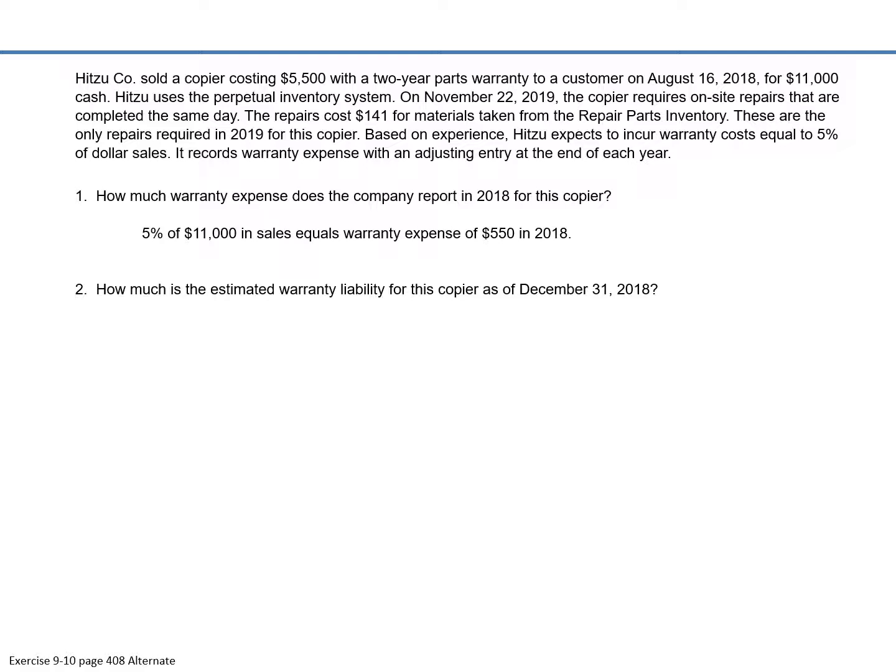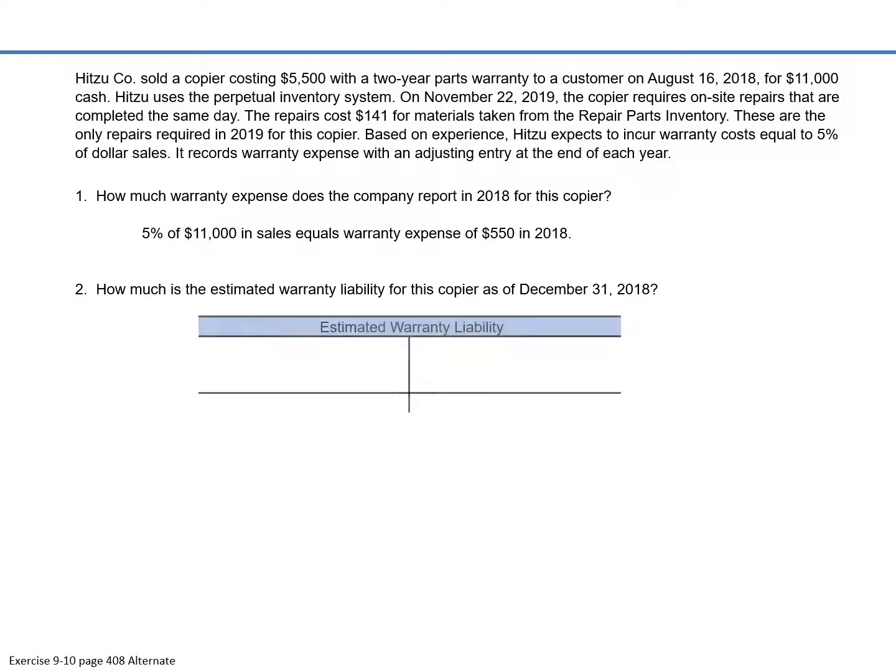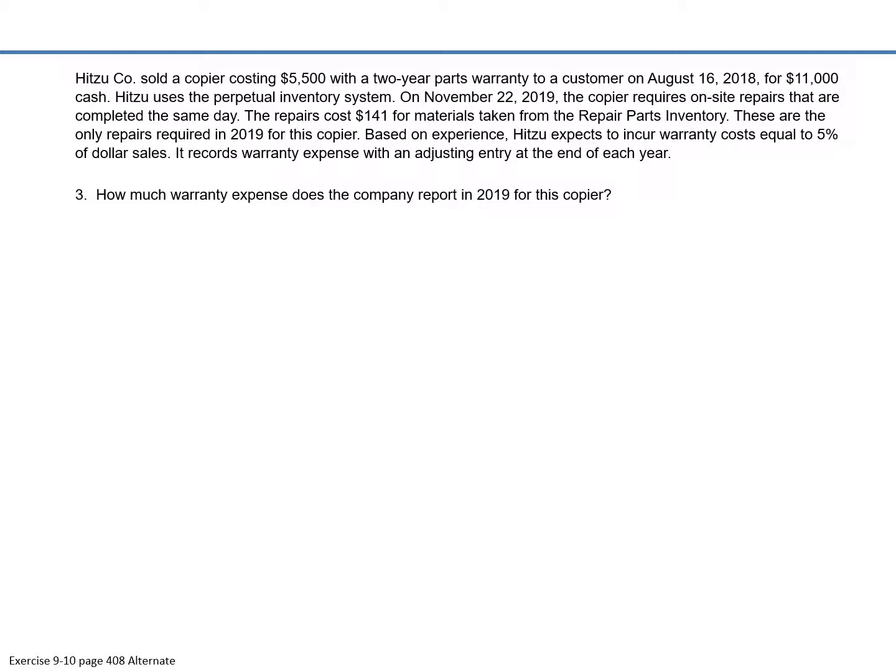How much is the estimated warranty liability for the copier as of December 31st, 18? Well, our expense is 550, right? And we didn't have any repairs. So at the end of 18, it's still 550. Then how much warranty expense does the company report in 19?